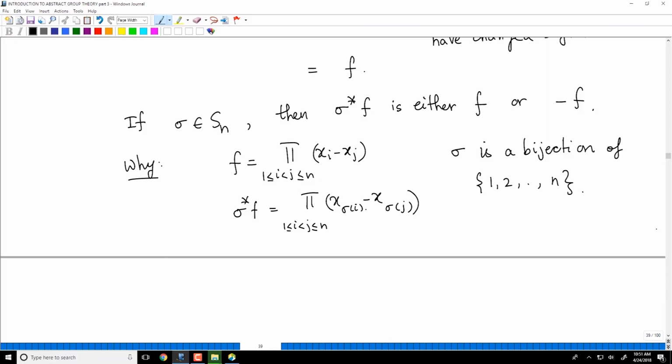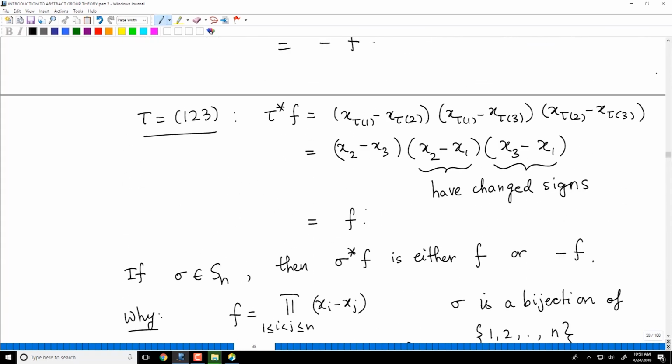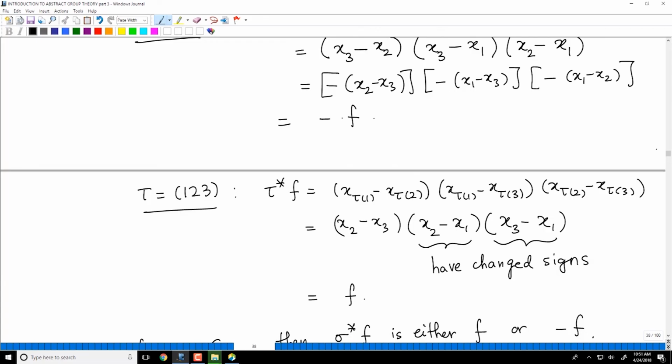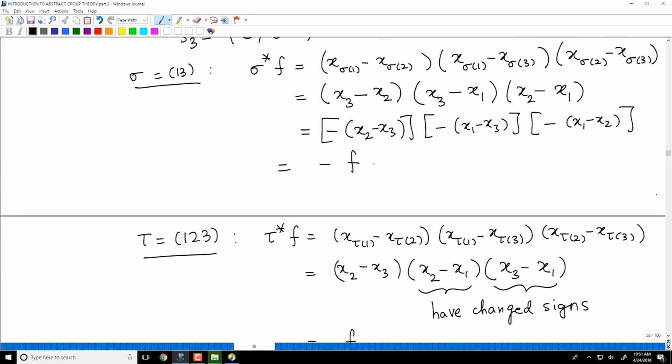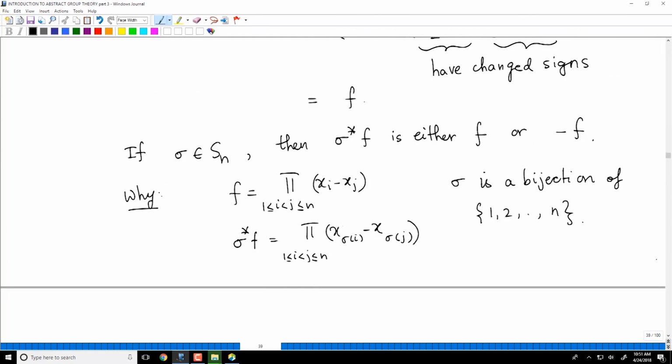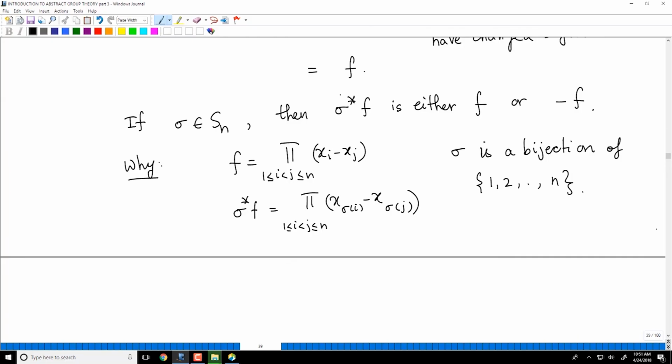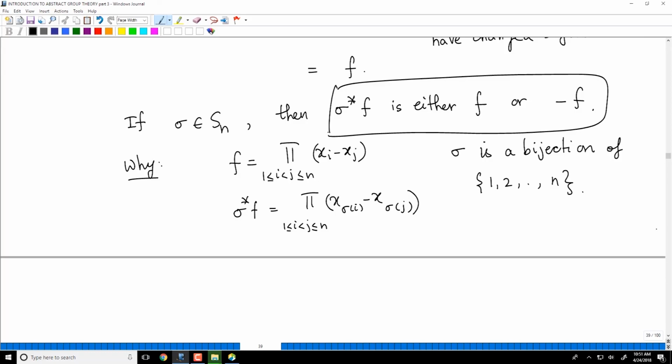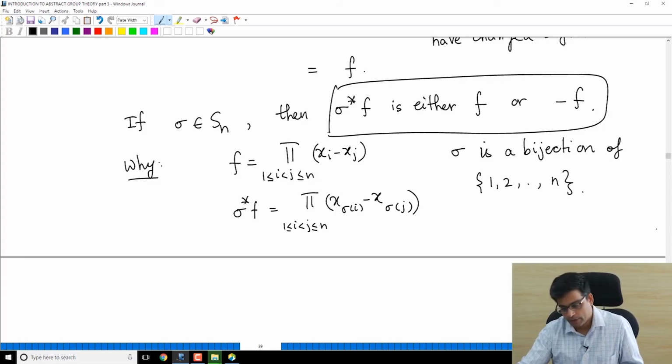So if you now accumulate all these negative signs, you might have either plus or minus, as this example shows. You have 3 negative signs giving you minus f when sigma was 1 3. When sigma was 1 2 3, you have only 2 negative signs, so that gives you f. So sigma star f must be either f or minus f. The same terms are preserved up to a change of sign. Let me say this is my proof. I won't go into a more formal proof, but I hope this is clear enough for you. So sigma star f is f or minus f.